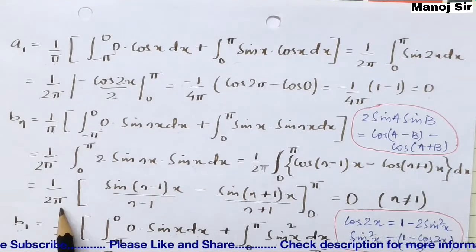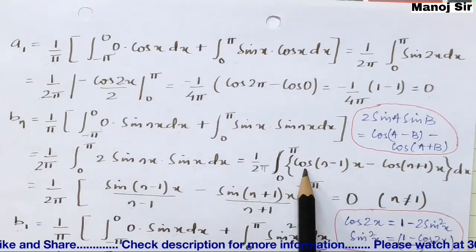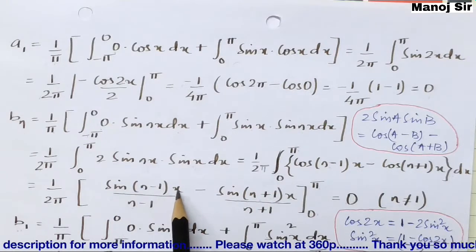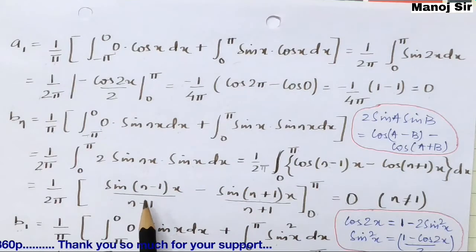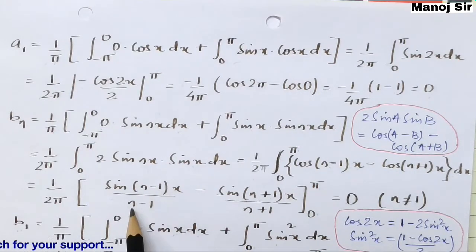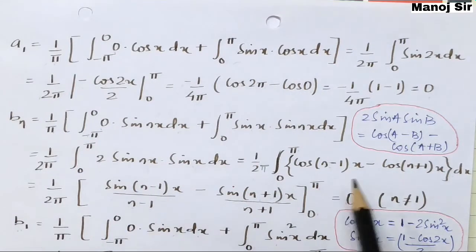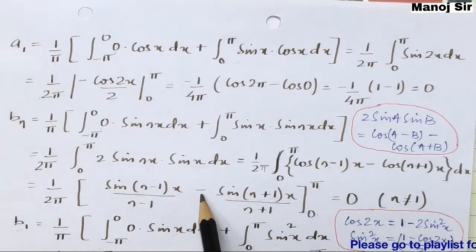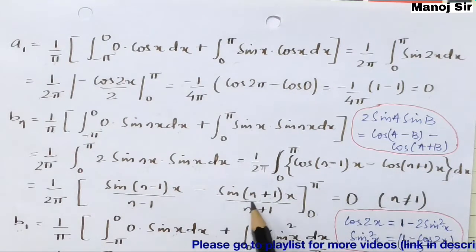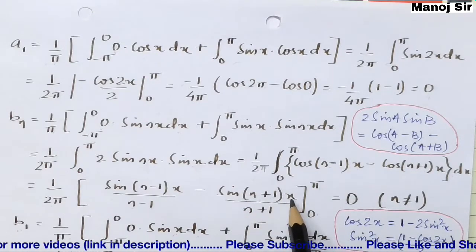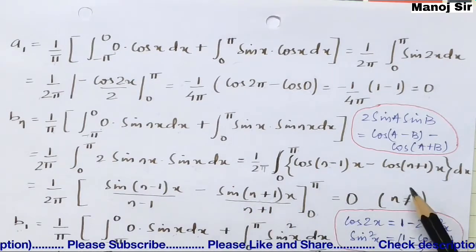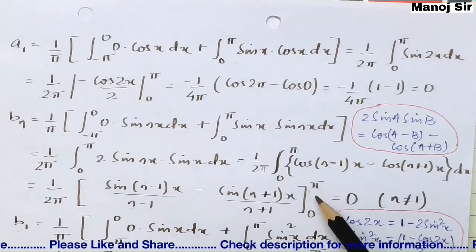Now 1 upon 2 pi is as it is. If you integrate cos, you will get sine. So sine of (n minus 1) into x upon the coefficient of x, which is n minus 1, so simply write n minus 1 in the denominator. Again here we have a negative sign. Integration of cos is sine, so sine of (n plus 1) into x upon the coefficient of x, that is n plus 1. Now put the limit, that is 0 to pi.